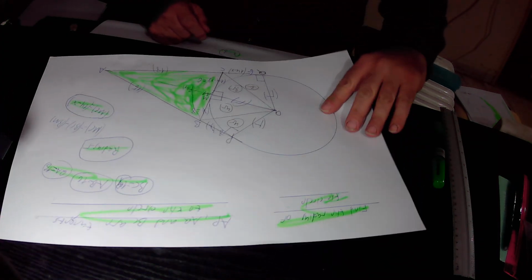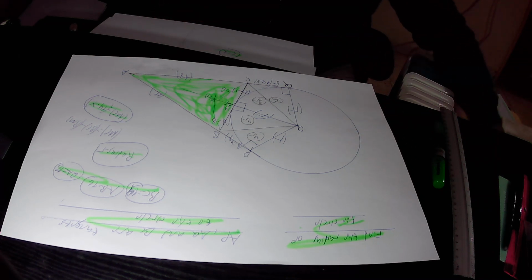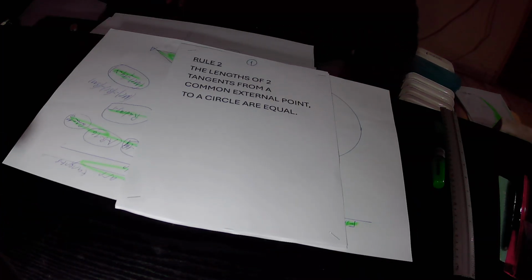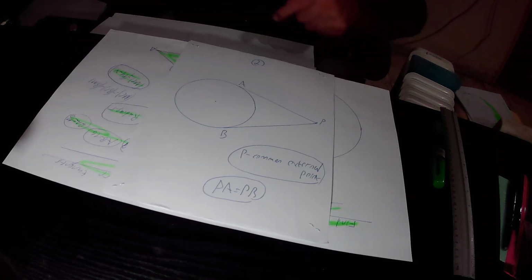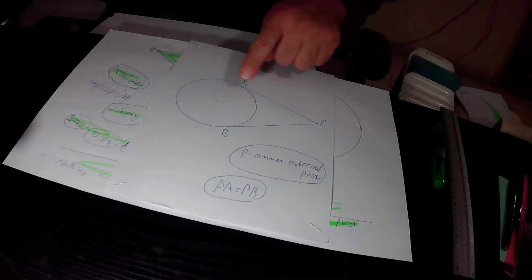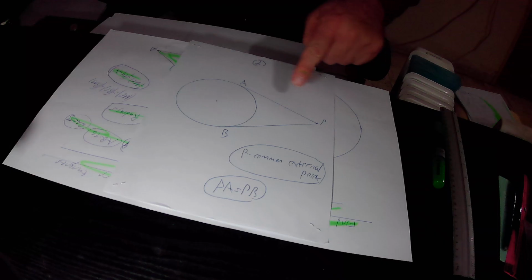In the next step, we implement rule 2 in our drawing. Let me click on rule 2. According to rule 2, the lengths of two tangents from a common external point to a circle are equal. In the drawing, we have a circle. This is the common external point P. From this common external point P, we have two tangents to this circle, tangent PA and tangent PB. And according to rule 2, they are equal to each other. This is to say PA equals PB.